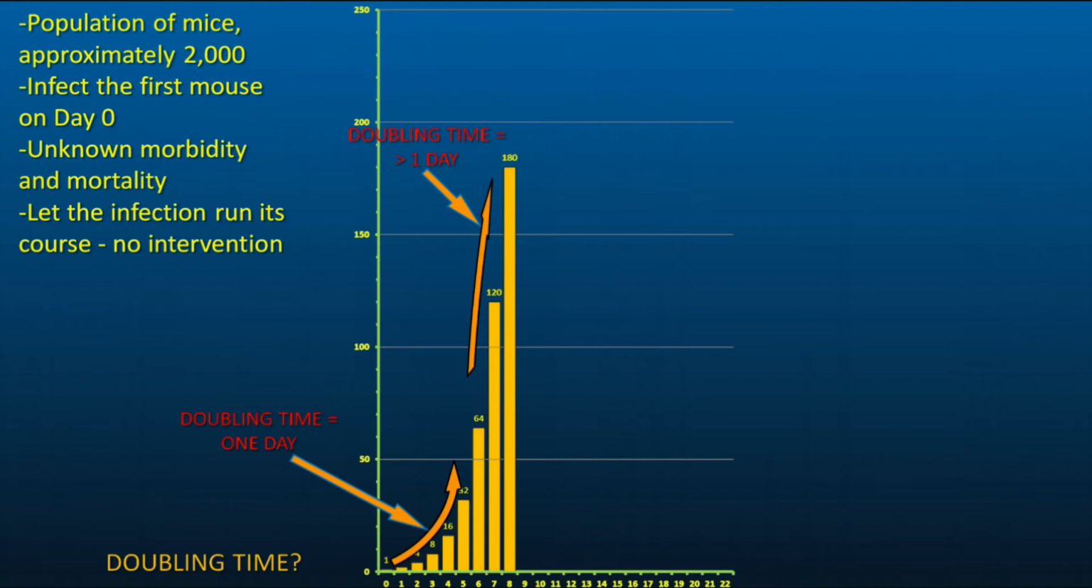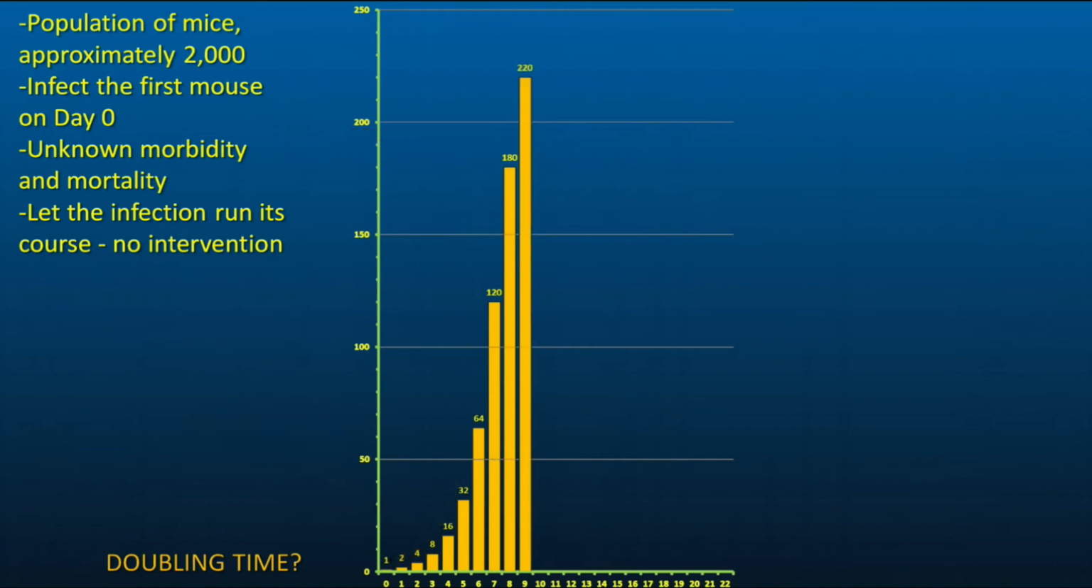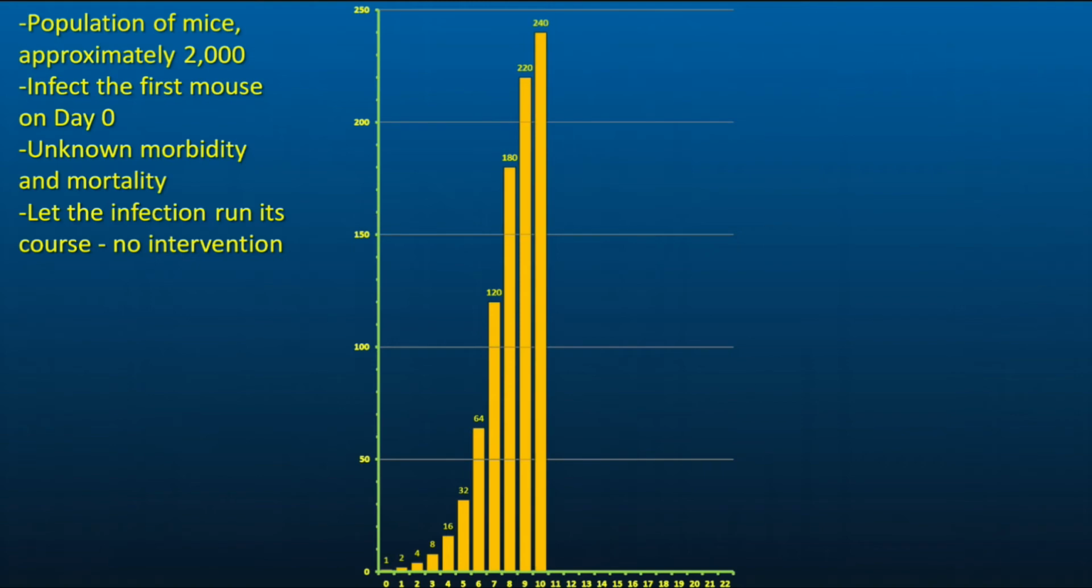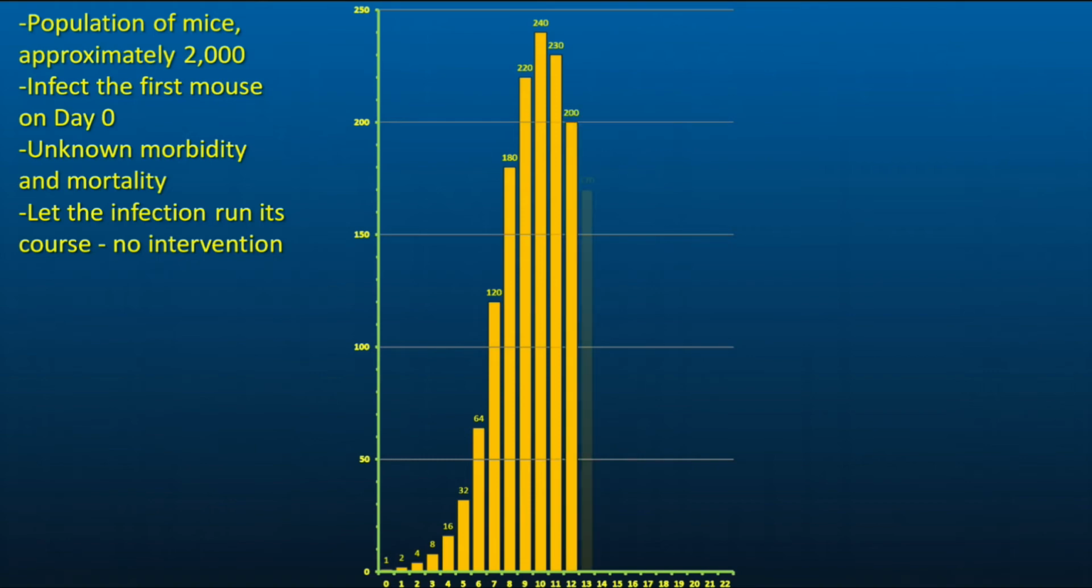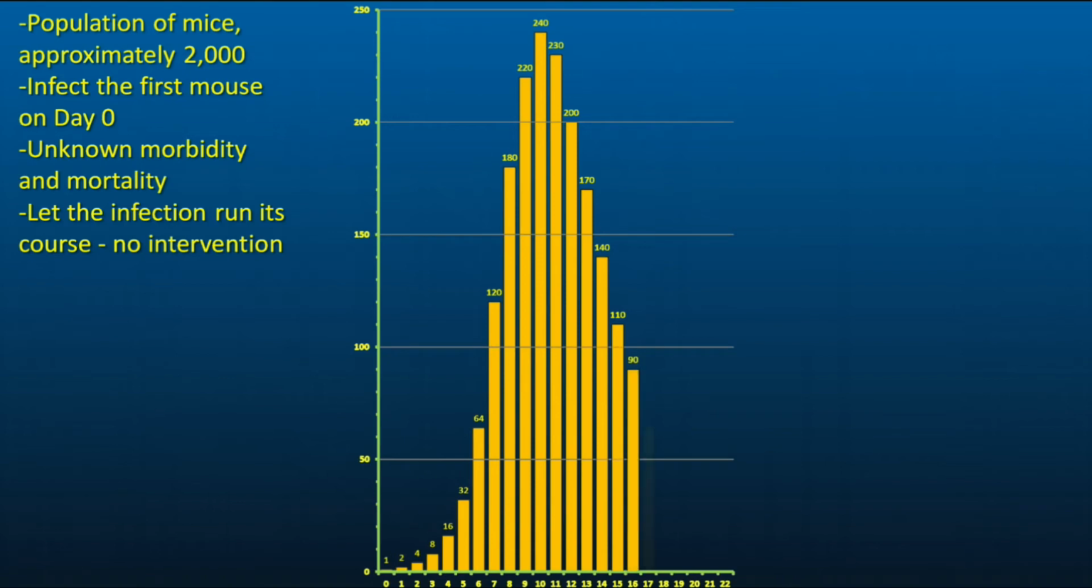This is why, even without intervention, the infection rate in this small population of mice slows down after a certain period of time. And as we continue on in this very hypothetical experiment, we see that the infection rate slows down even further until it reaches a peak on day 10. And the number of mice infected on day 11 is smaller than on day 10, and smaller still on the subsequent days. And the curve starts to go down until no more mouse is infected after day 22.